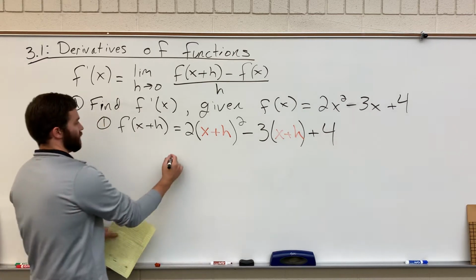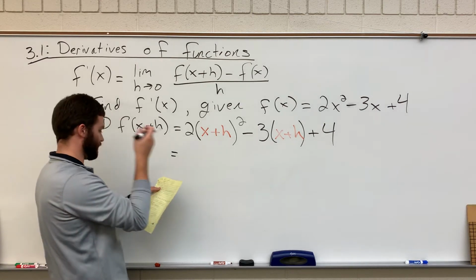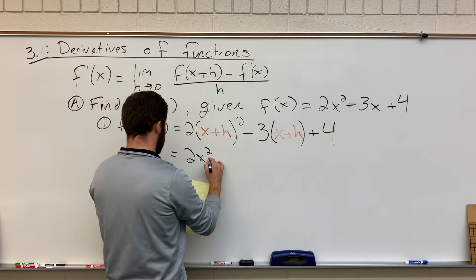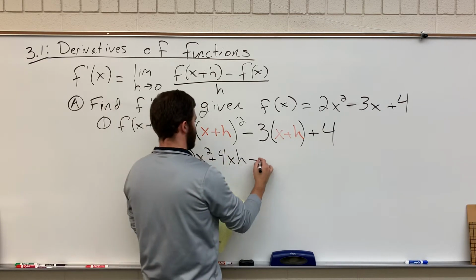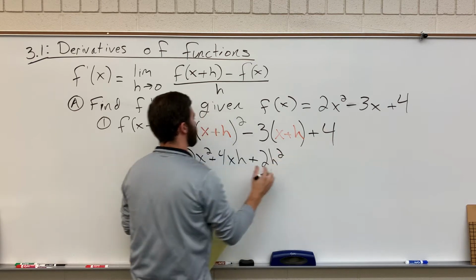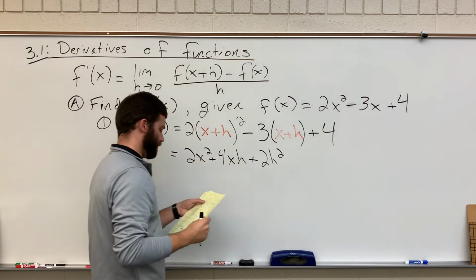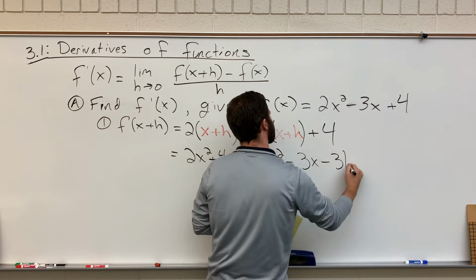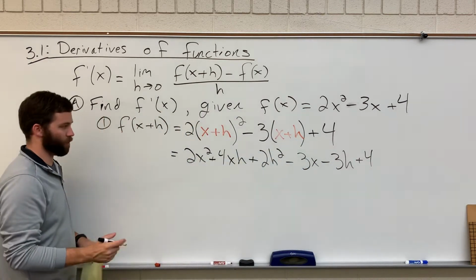All right, so let's simplify this. This will end up being, and you'll have to trust me a little bit, I just want to save myself a little bit of writing, 2x squared plus 4xh plus 2h squared. Remember to square this, you have to FOIL it, and then distribute the 2. Minus 3x minus 3h plus 4. So there's step 1.